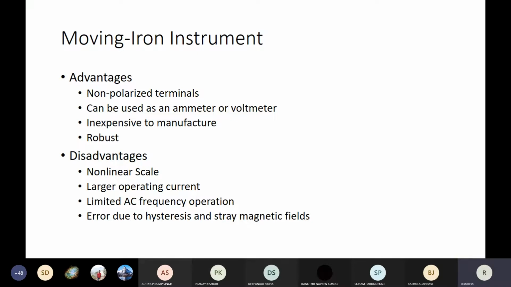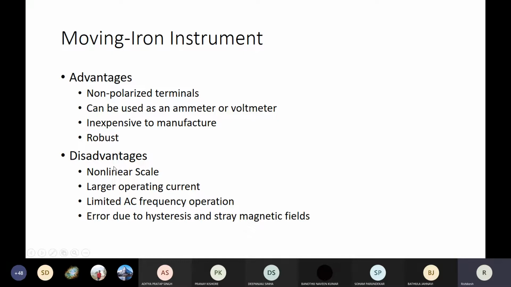whereas it can be used as an ammeter or voltmeter. We'll discuss how one can use this type of instrument as an ammeter or voltmeter. And then because of the construction, it is inexpensive to manufacture, it is cost effective, and it is robust to the external environment because there is no permanent magnet used in this device.